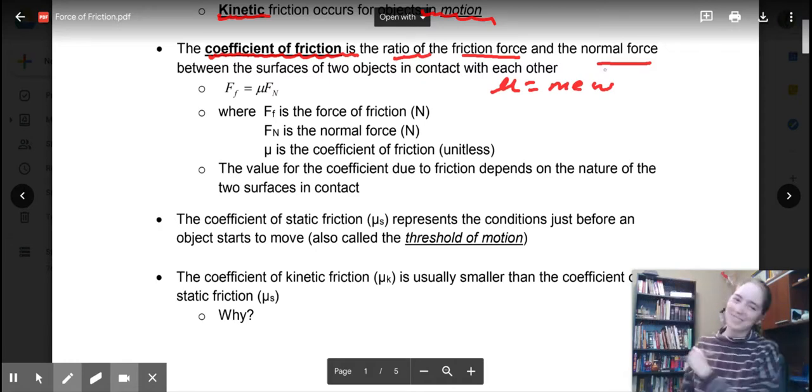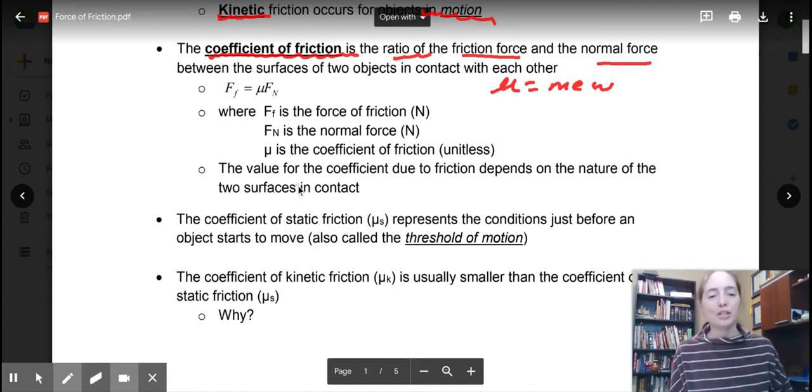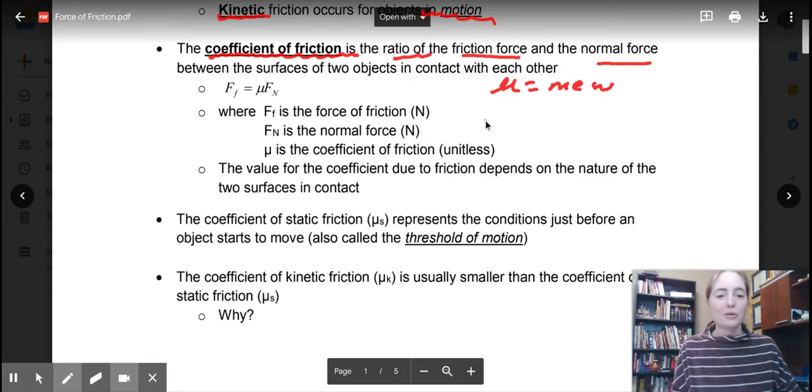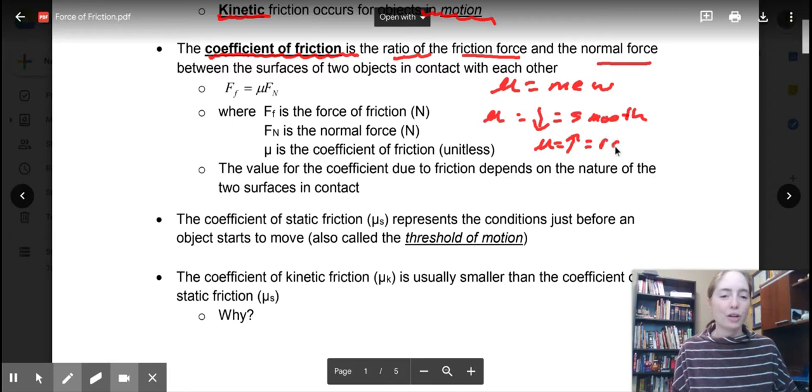Come on, you laughed. Mu is essentially an indicator of how much friction is present. If you have a low mu, it means it is a smooth surface with very low friction. If you have a high mu, that means you have a rough surface.